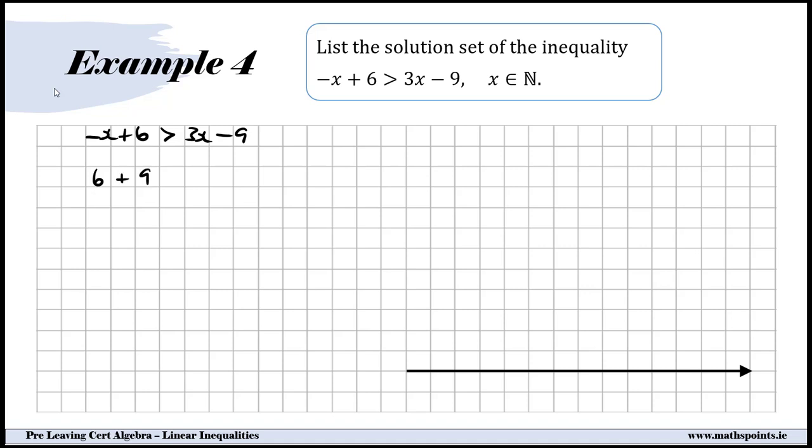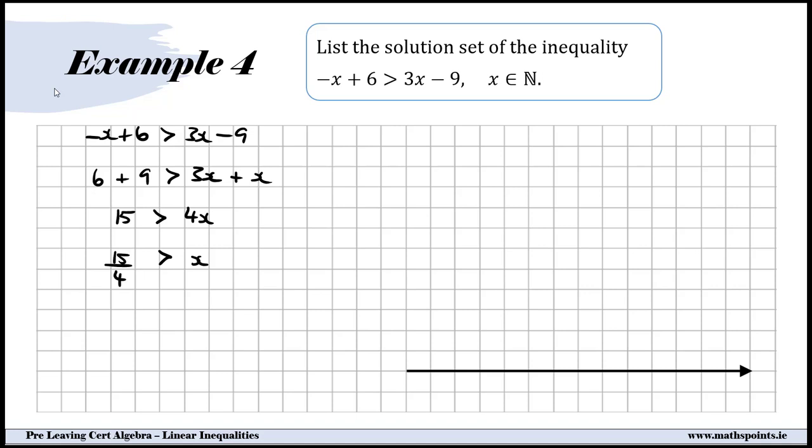So on the left hand side I have 6 + 9. That's greater than 3x, which is already on the right hand side. And so to remove the -x from the left hand side, I'm going to add an x to both sides. 6 + 9 is equal to 15, and that's greater than 3x + x, which is 4x. I'm going to divide both sides by the number beside the x, which is 4. So 4x divided by 4 is x, and 15 divided by 4 is 15 over 4.